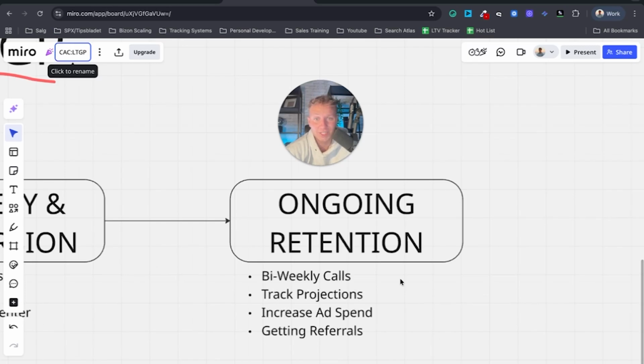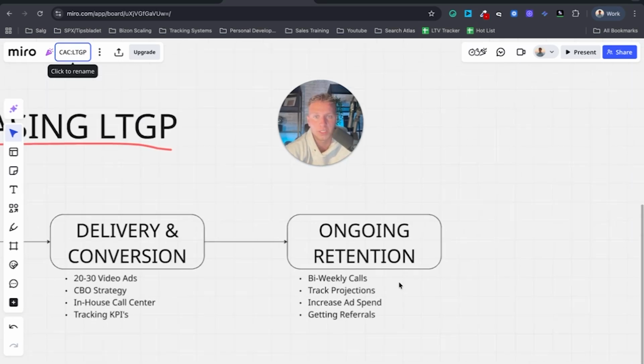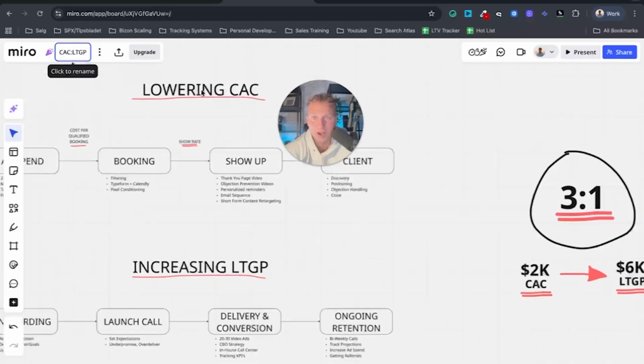Next thing then is increasing ad spend, which I've already been covering. When they're crushing it, we want to upsell them on increasing ad spend, and then getting referrals, which is basically just free cash when we get those. And referrals are usually the best ones, but what starts that whole thing is signing more clients in the first place. So that is essentially how we are lowering our cost per acquisition and increasing our lifetime gross profit.